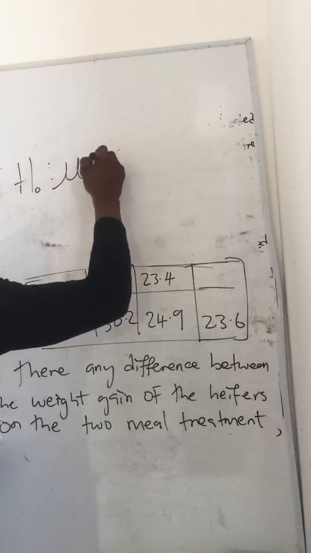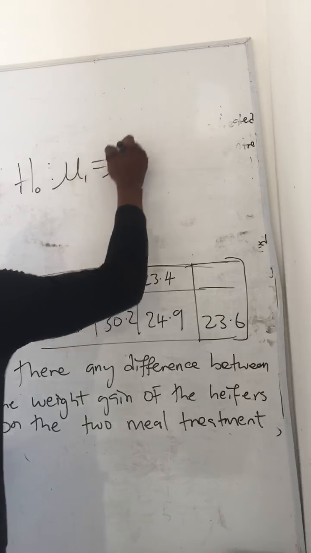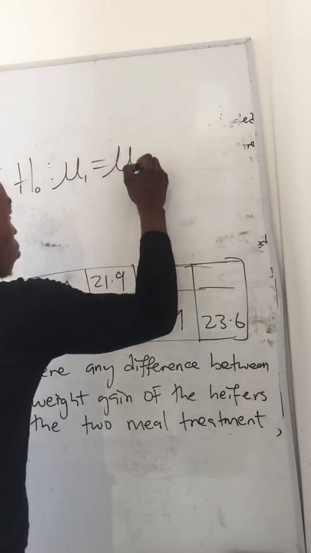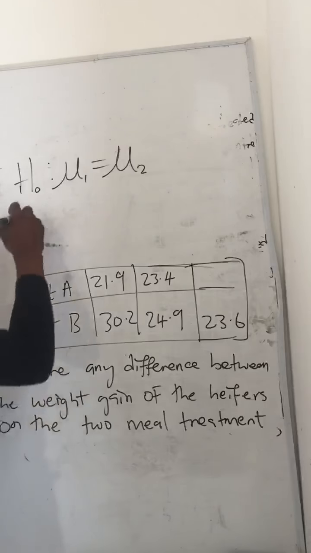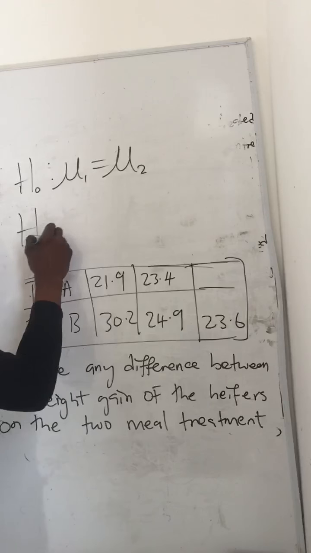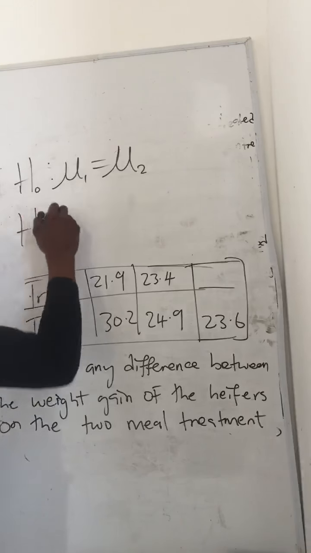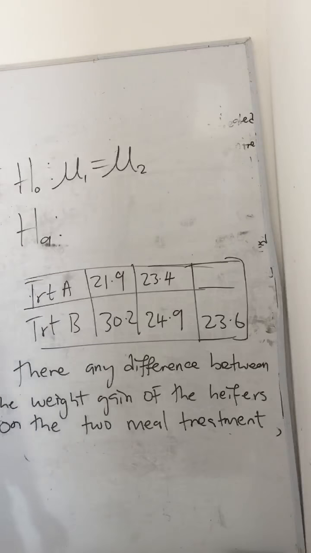So now the hypothesis of mu difference. We say that mu1 is equal to mu2. This is our null hypothesis. Now we go to our alternate hypothesis, which is represented by H subscript A.